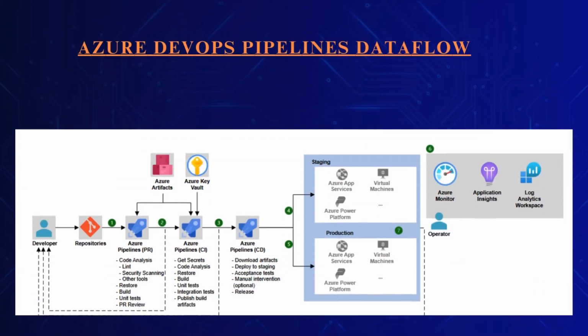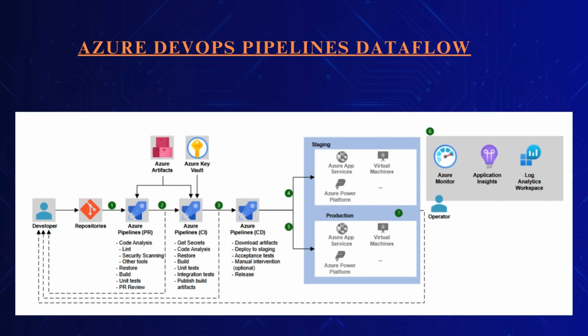Azure DevOps Pipelines is a cloud service that automates the building, testing, and deployment of applications, enabling continuous integration and continuous deployment. This detailed architecture diagram highlights the PR pipeline, CI pipeline, and CD pipeline stages.